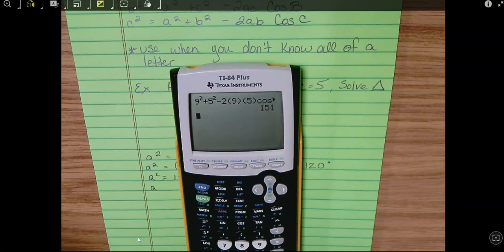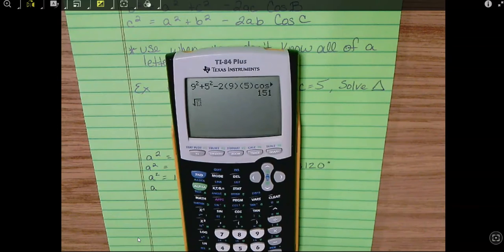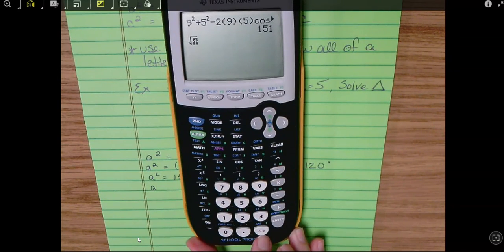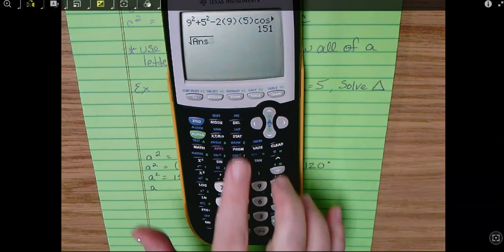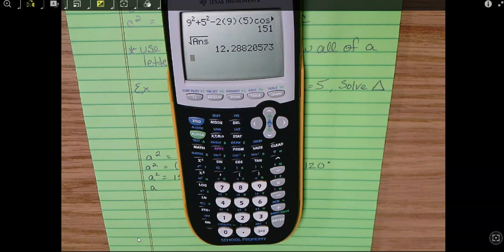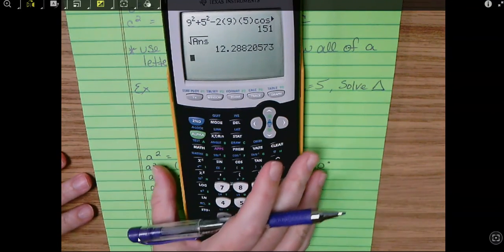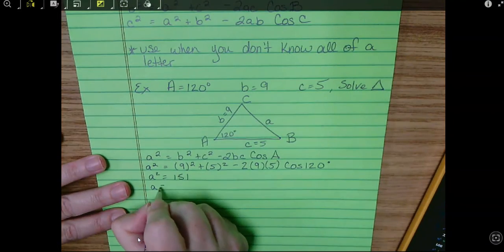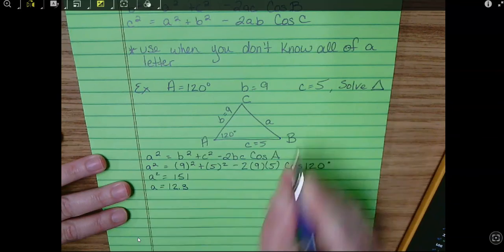Do not round. What I want you to do is press second, the square root symbol, then second, that negative sign right here. You see where it says ANS? That's going to pull up your answer. And I get 12.3. So a is 12.3.